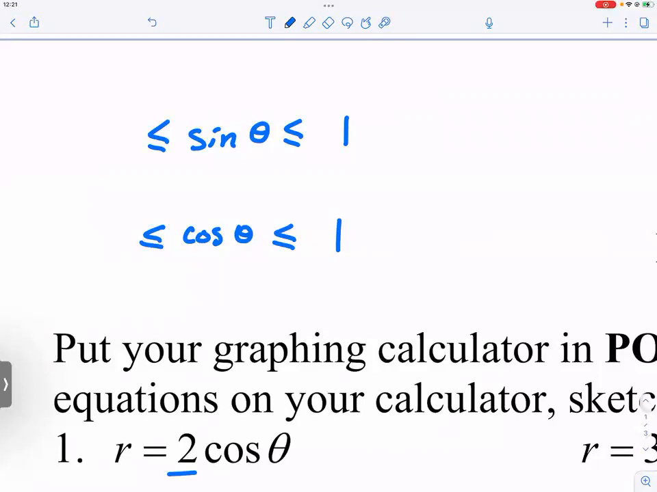Not 0, not 1/2, -1, right? -1. Now, I want to make sure that you are extracting these simple values: sine theta could be 1, cosine theta could be 1, it could be -1 as well, it could be 0, it could be 1/2. You know all those nice numbers. And the fact that you know these nice numbers would help you tremendously when you do the polar graphing here.